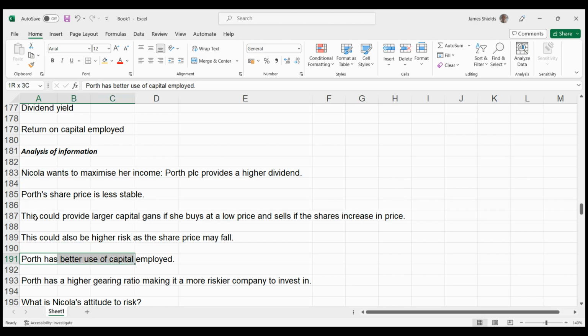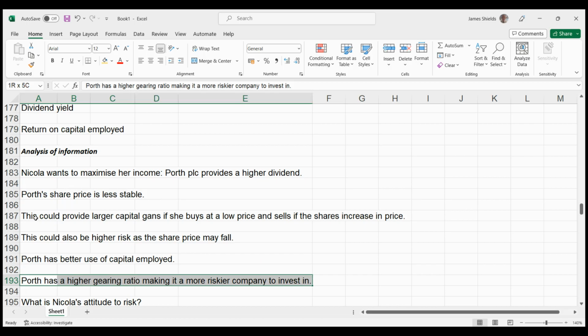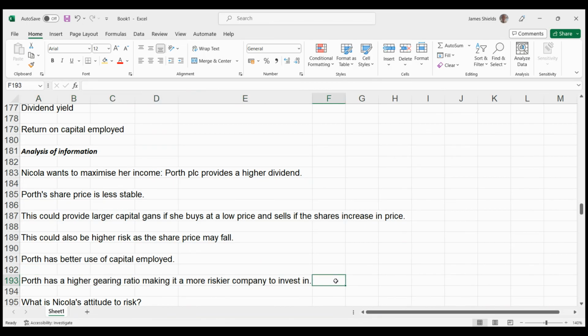Porth has a better use of capital employed. So again, put in a couple of sentences what it actually means, comparing the two rates of capital employed. And Porth has a higher gearing ratio, making it a riskier company to invest in. Also mention that it's above 50%, which is going to be a high risk investment.